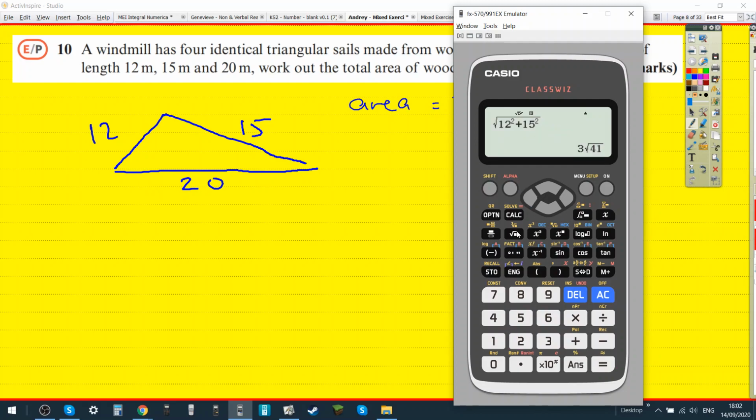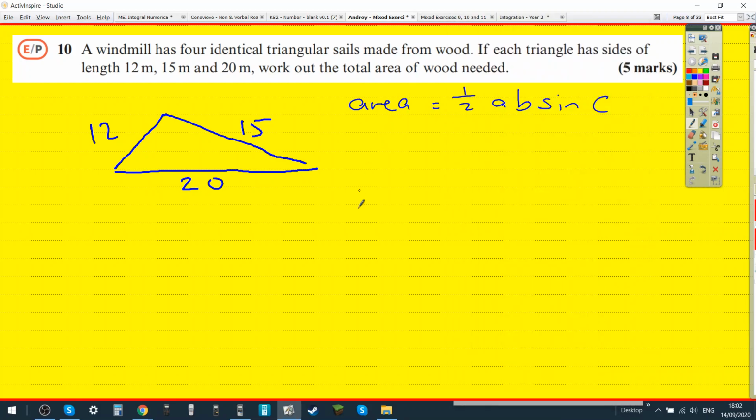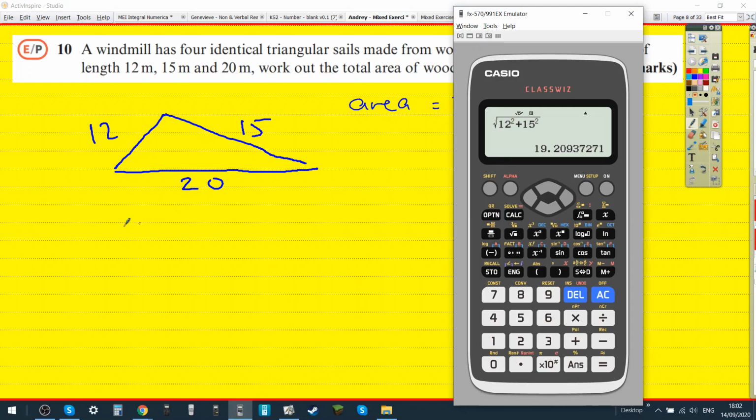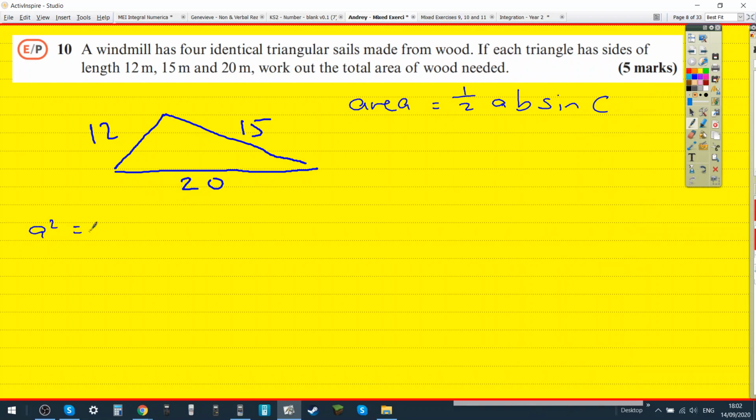Yeah, it's definitely not. Close. So you need some equation that involves three sides and one angle. It's a cosine rule. Cosine rule. And that's a squared equals b squared plus c squared minus 2bc cos A. Yeah.